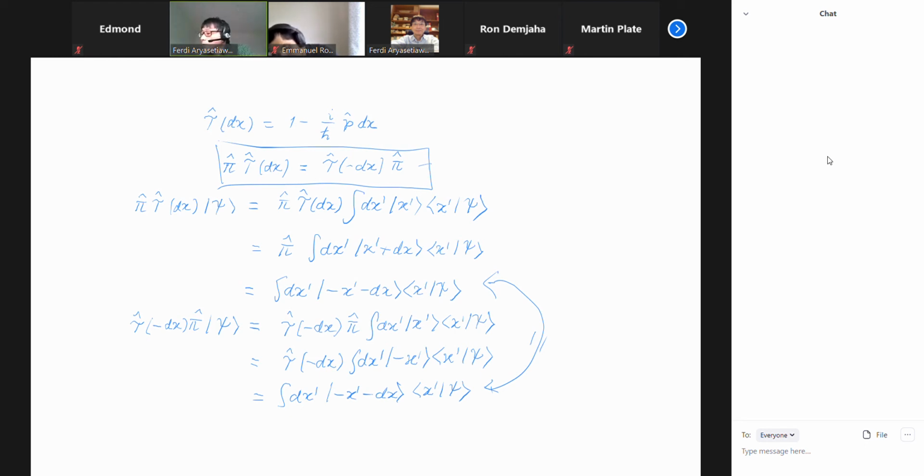So that means that if we plug in this T here and here, then we immediately obtain the commutation relation between the momentum and inversion operator. So then we get also that pi and p anticommute.